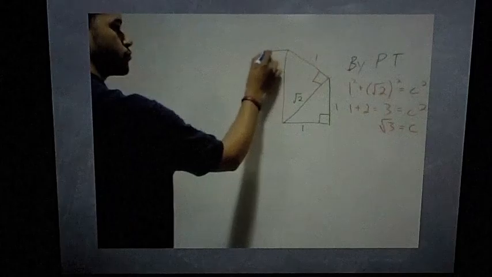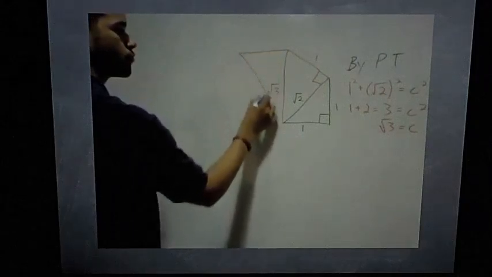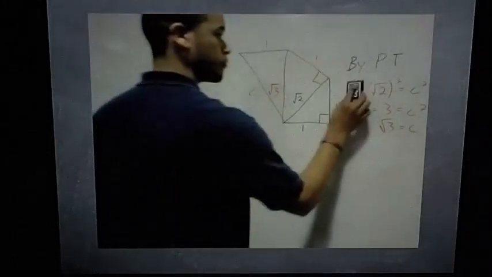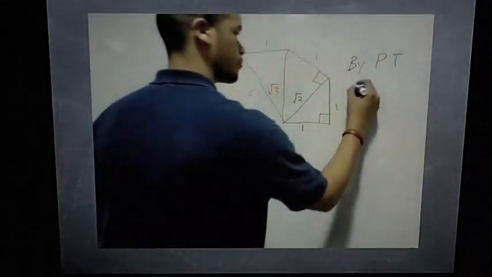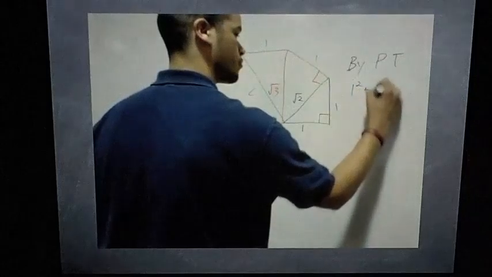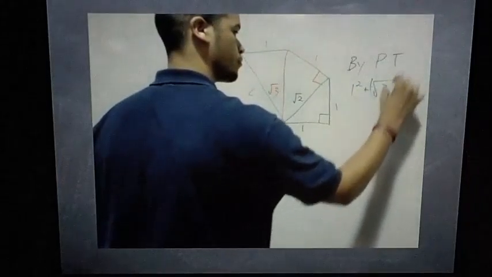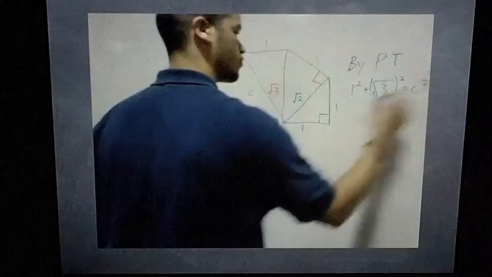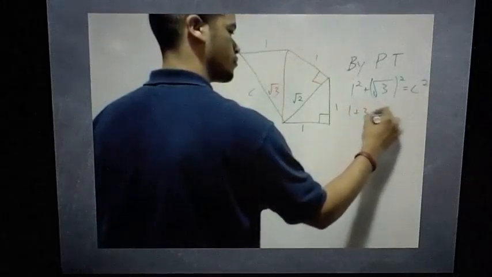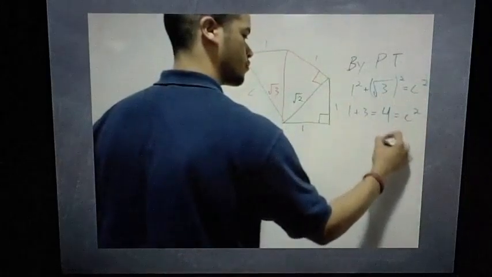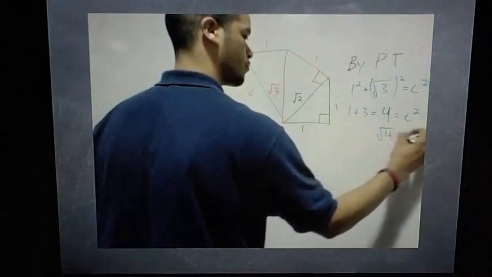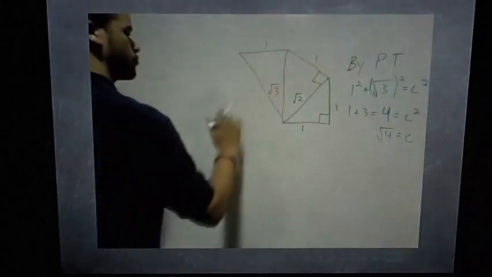Continue to use our construction method by creating a segment of 1 at a 90-degree angle off the top vertex. And continue to use the Pythagorean theorem to solve for your new hypotenuse of c. So we get 1 squared plus the square root of 3 squared equals c squared. 1 plus 3 equals 4, which equals c squared. And then c equals the square root of 4.